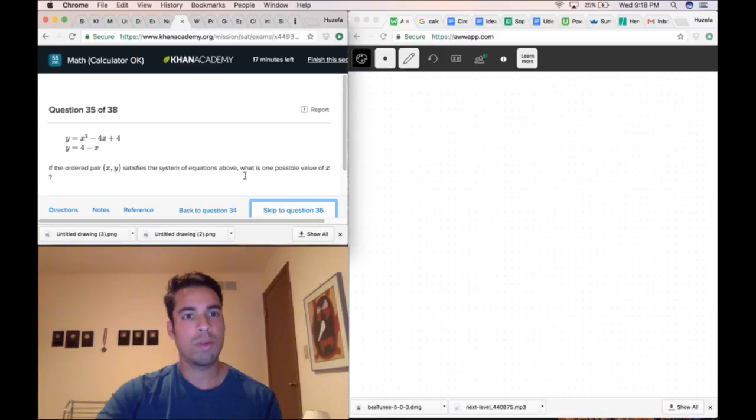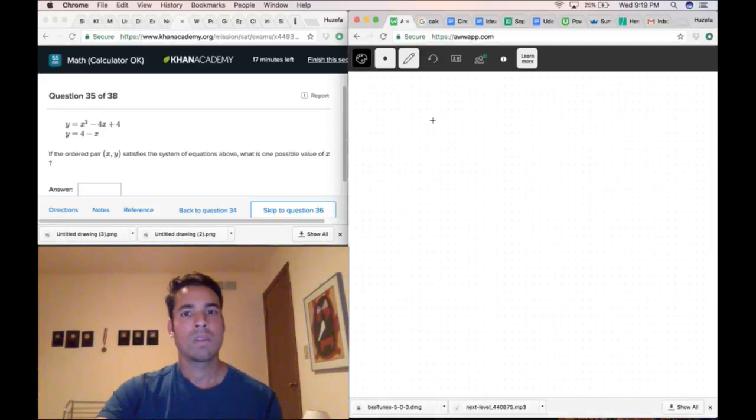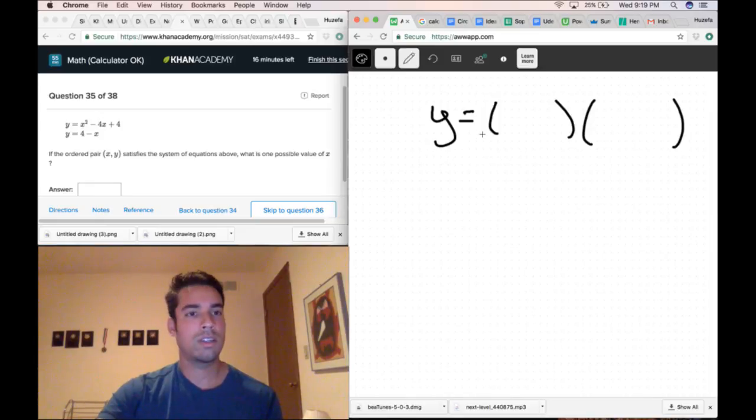Okay, so if the ordered pair xy satisfies the system of equations above, what is one possible value of x? So we got to solve the system of equations. So look, first thing I'm going to do, this is what I always do. I see quadratic, I'm just going to factor because that's usually going to lead us down the right path.